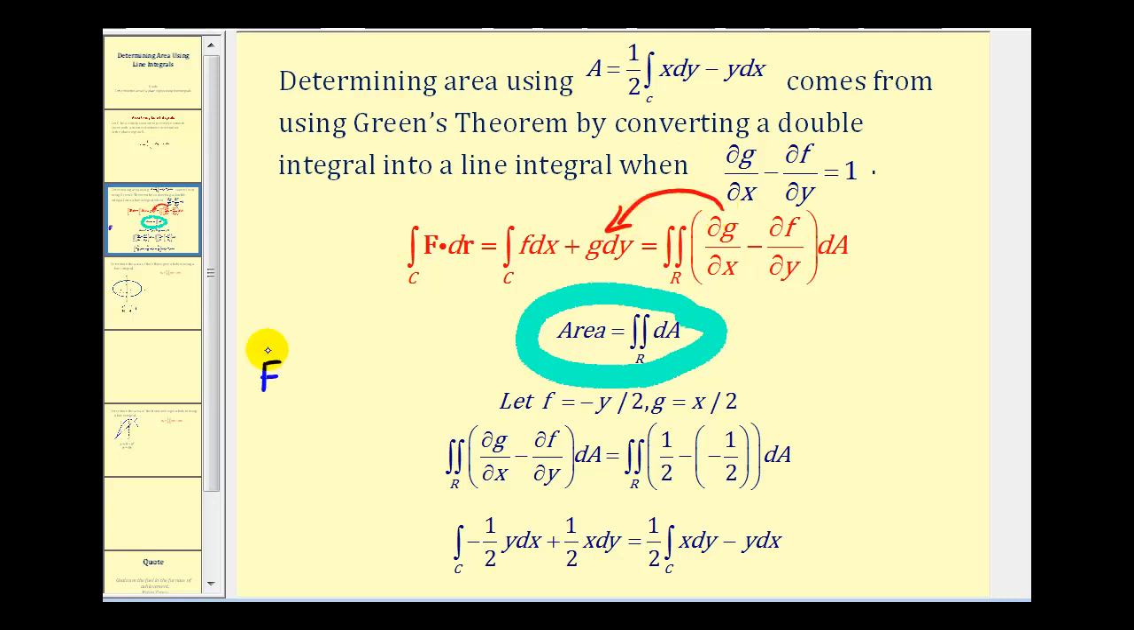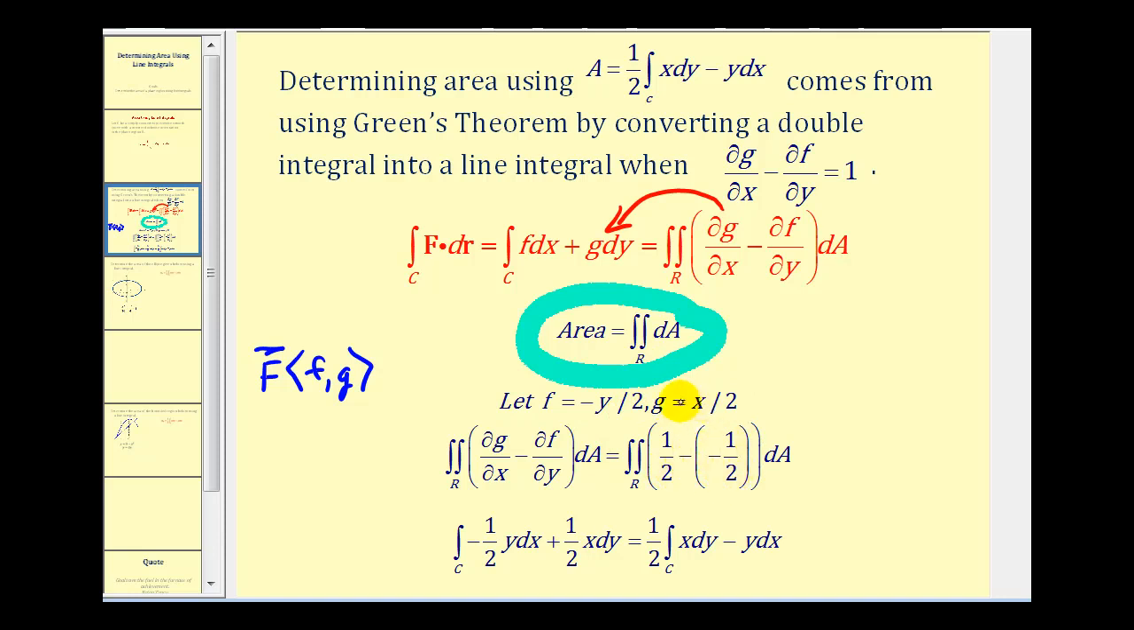So if our vector field F has components little f and little g, then if we let f equal negative y over 2 and g equal x over 2, then the partial derivative of g with respect to x would be positive 1/2, and the partial derivative of f with respect to y would be negative 1/2, and that would give us the integrand of 1 because we'd have 1/2 minus negative 1/2.